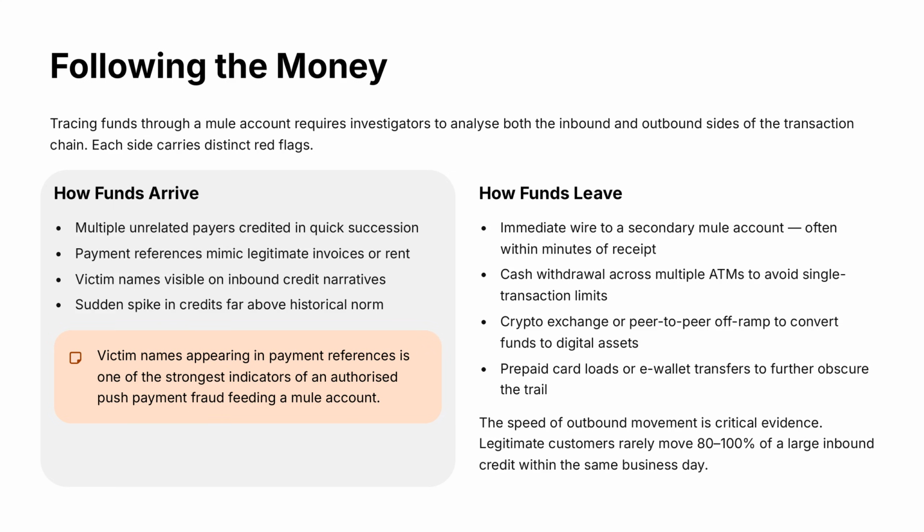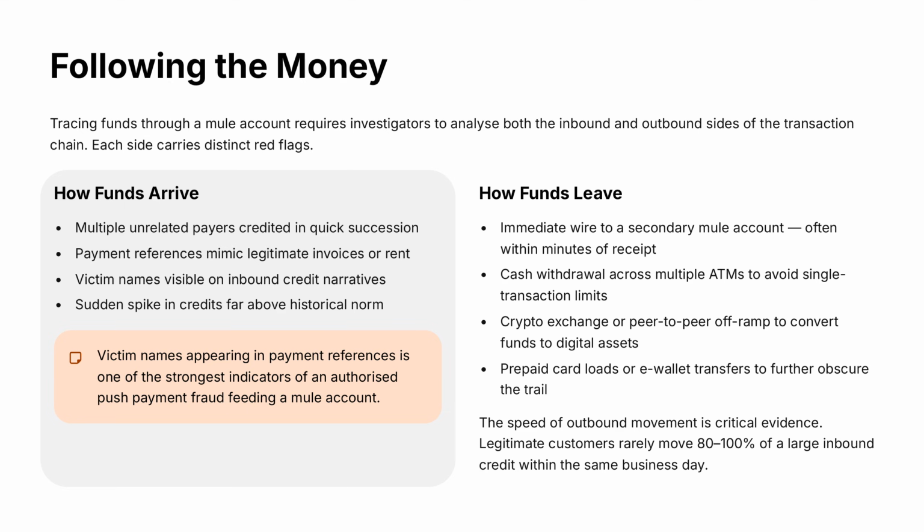Tracing funds through a Mule account requires you to analyze both the inbound and outbound sides of the transaction chain. Each side carries distinct red flags. On the inbound side, look for multiple unrelated payers credited in quick succession. Payment references may mimic legitimate invoices or rent. Victim names visible on inbound credit narratives is one of the strongest indicators of authorized push payment fraud feeding a Mule account. Also watch for sudden spikes in credits far above the historical norm.